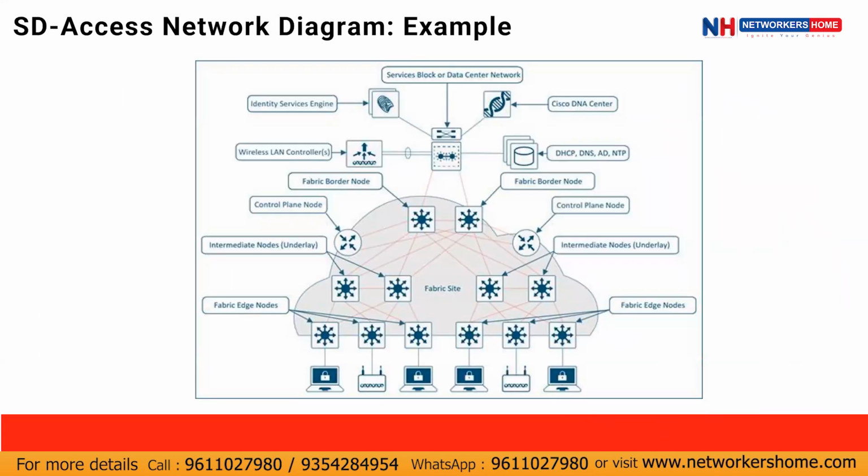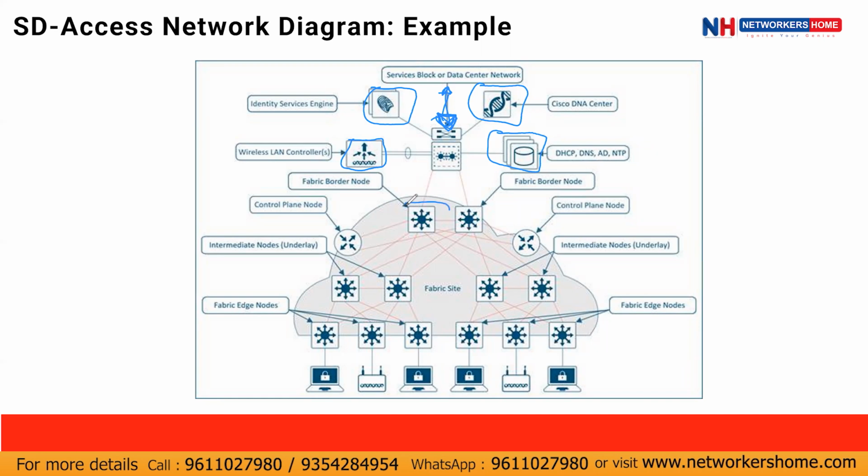So this is just a typical SD-Access network diagram I thought I'll share with you. I have added this into the slides. This is the DNA center controller. We have the identity services engine. We have the data center connecting to a central node known as the fusion router, which we will be covering in the external world connectivity part. It has a wireless controller sitting outside the fabric but is fabric enabled. You have the set of DHCP, DNS, Active Directory, NTP servers, whatever you call it.